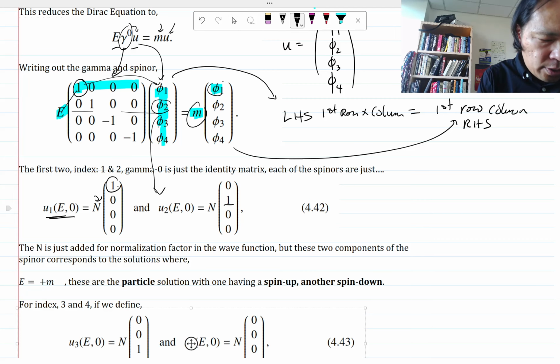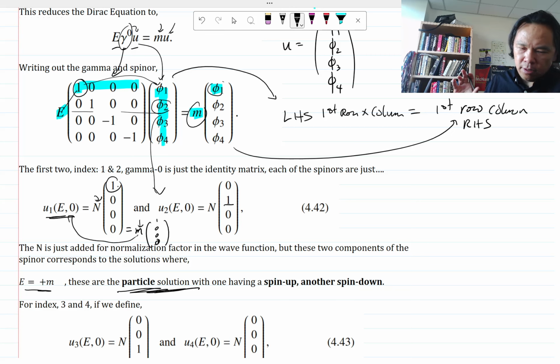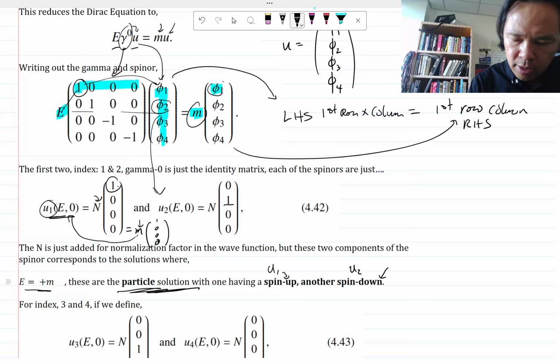So all of this is going to be equal to the mass times whatever this wave function is: 1, 0, 0, 0. And this mass is actually going to be equal to the energy of this particular particle. These are the particle solutions, meaning they are the solutions that have positive energy, and the first component here, U1, is going to be the spin up particle, and then U2 is going to be the spin down particle.